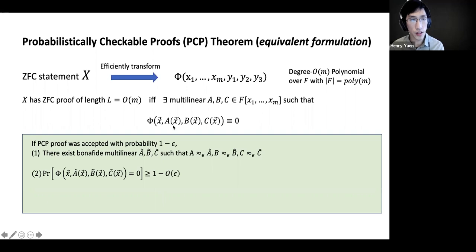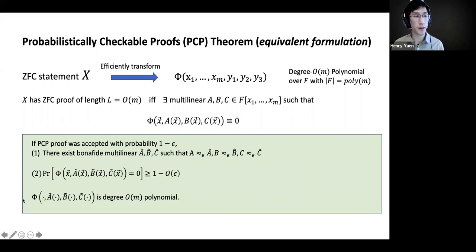And now, since when we plug in a random point into these A, B, and C, and then you put the evaluations into this polynomial phi, you get 0. By a triangle inequality, you know that if you evaluate it instead at these A tilde, B tilde, C tilde, the following condition holds, that this polynomial phi actually vanishes quite often. All right, so this is what we know from this high acceptance probability.